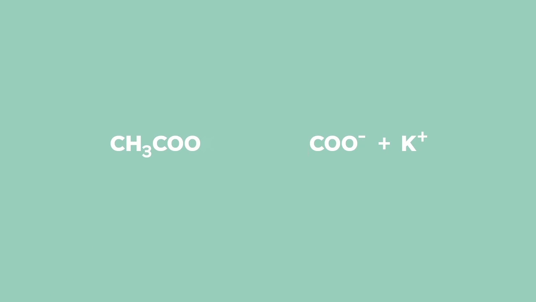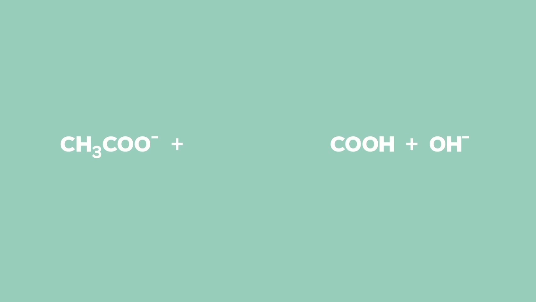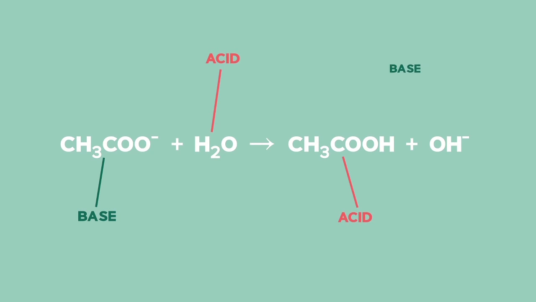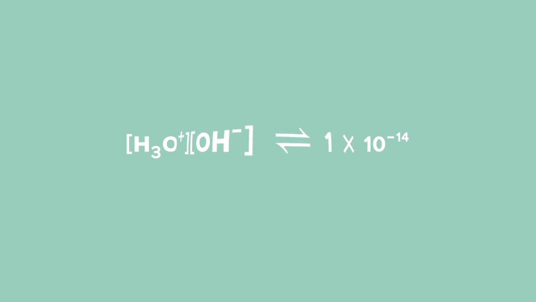Potassium ethanoate splits into its ions when it dissolves in water. The ethanoate ion reacts as a relatively strong base with water. It strips the proton from the water molecule, leaving the hydroxide ion in solution. The increased concentration of hydroxide ions causes the concentration of hydronium ions in solution to decrease. This makes the pH of the salt solution slightly basic.